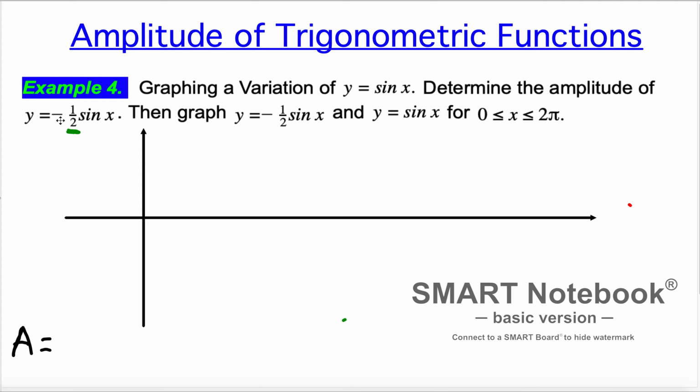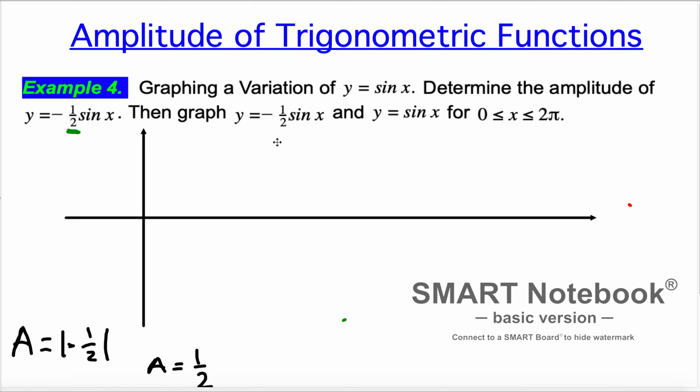here. In this case, we have minus 1.5, but the amplitude is always the absolute value of whatever the coefficient is here. In this case, it is a minus, so the amplitude is 1.5. So 1.5 is going to be the amplitude of this function here.